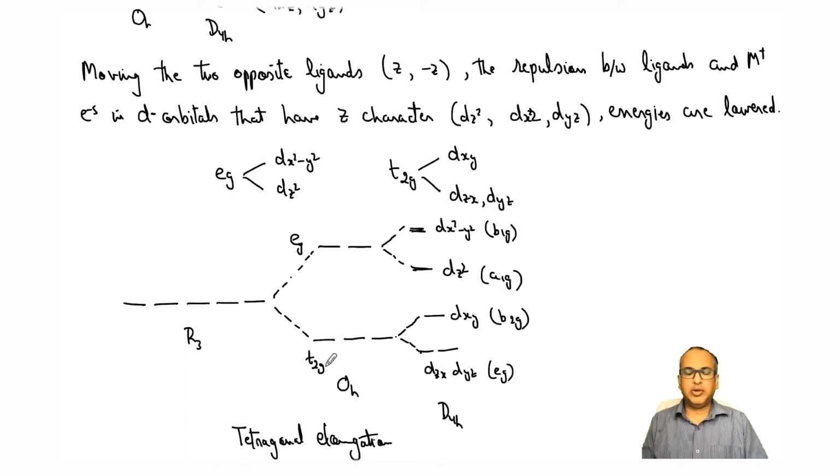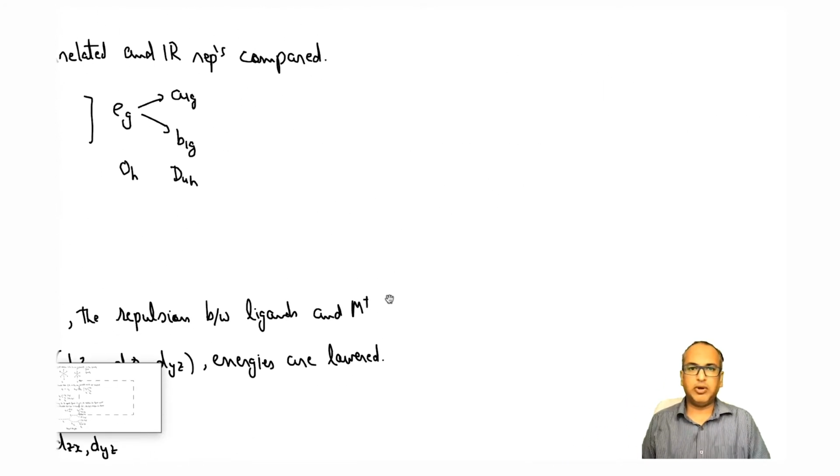Elongation, because now the two z ligands are actually taken apart, and hence that lowers the repulsion between orbitals containing z character and the ligand orbitals. So due to that decreased repulsion, the z orbitals are actually decreased in energy. So the reverse will happen if there is a tetragonal compression. So now if you're trying to compress the two ligands along z-axis, the reverse will happen. So let us try to see how the MO diagram of that would look like.